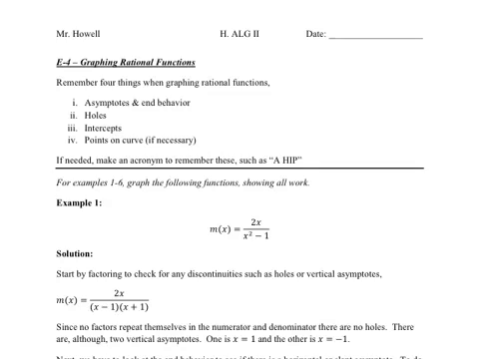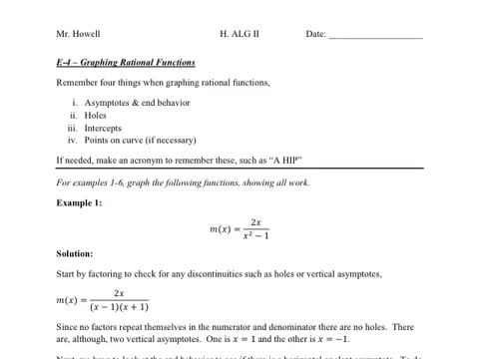The first thing to look for is asymptotes, so all types of asymptotes. For example, horizontal, vertical, and slant. Those obviously involve end behavior. Look for holes, look for intercepts, and then some points on the curve if necessary. So if you need an acronym, I thought of AHIP: asymptote, hole, intercept, points.